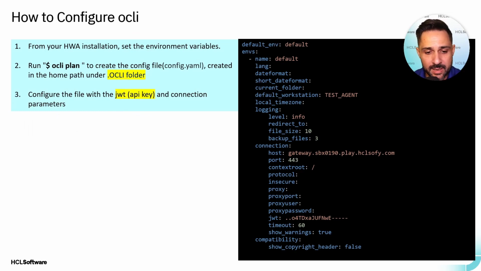One more time, as soon as I type OCLI plan, the OCLI will create the structure for us. On the right side here is a sample of my config file. Again, the JWT, and we're going to be checking out how to get that JWT token, as well as the hostname and port for my master domain manager. This is usually port 31116, which is what I need for the connection to my master domain manager address.